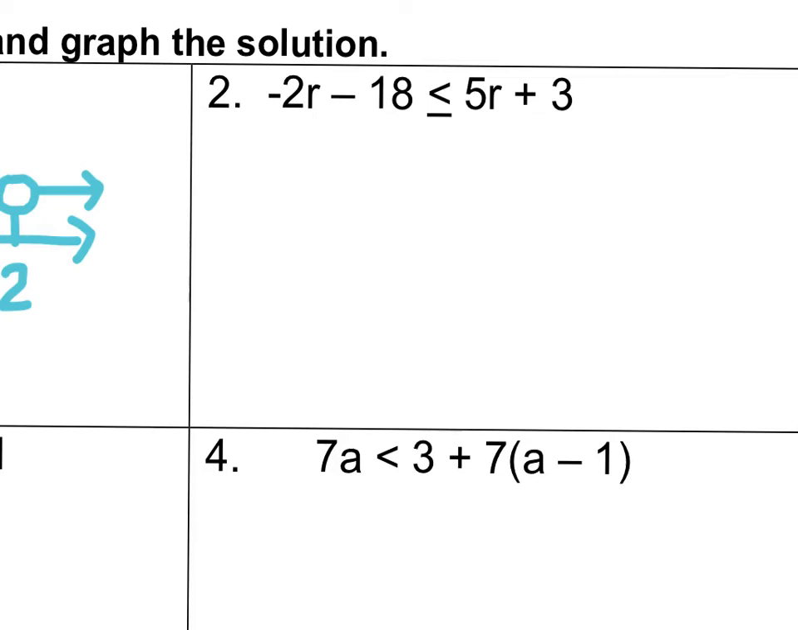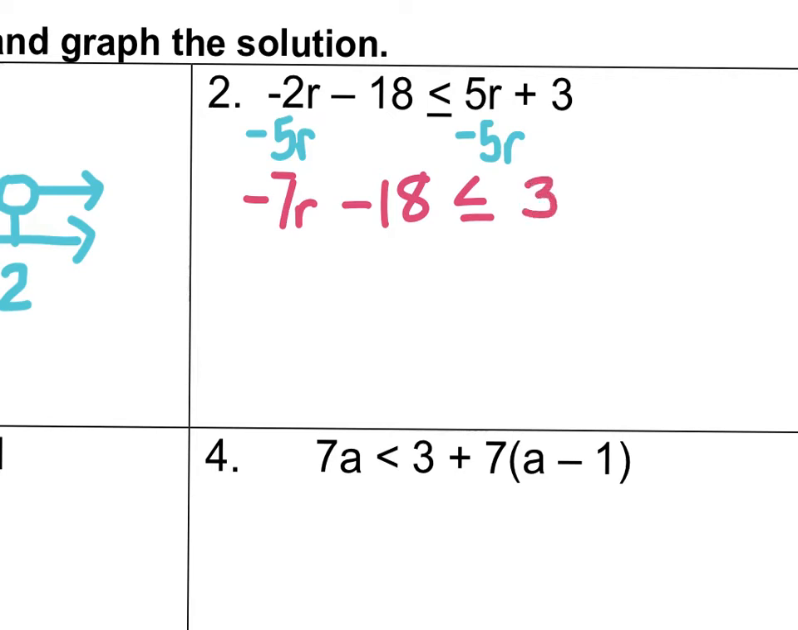We'll begin by subtracting 5r from each side. Then we'll have negative 7r minus 18 is less than or equal to 3. To isolate the variable, we will add 18 to each side of the inequality. We end up with negative 7r is less than or equal to 21.